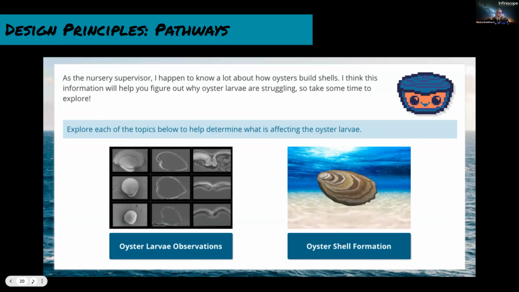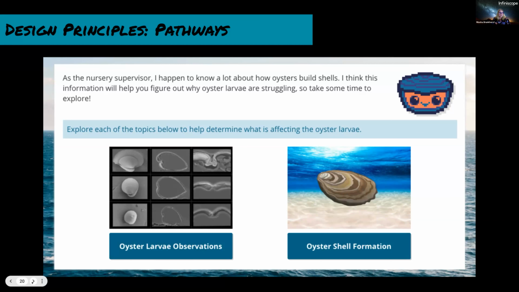Pathways ties into student agency. We want students to make decisions and take charge of their learning journey. Pathways is just one way we do that. So using a hub and spoke approach, we present students with an opportunity to dive into the study of aragonite and oysters, and they have the choice of which one they want to do first.